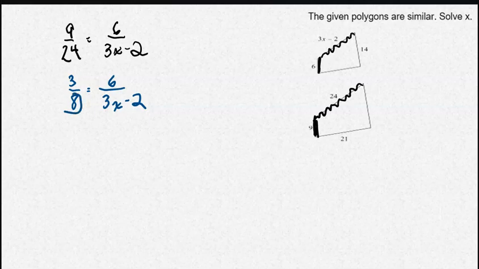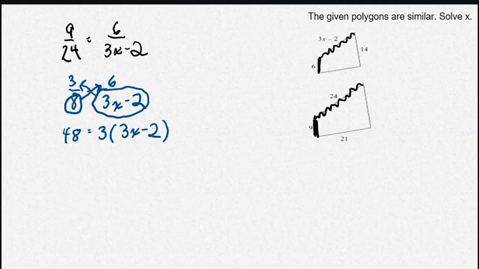Now I'm going to multiply 8 times 6, which is 48. Then I'm going to multiply the 3x minus 2 times the 3, placing it in parentheses again. And now I have to distribute. I do hope the use of these different colors is kind of helpful in presenting the solving process.